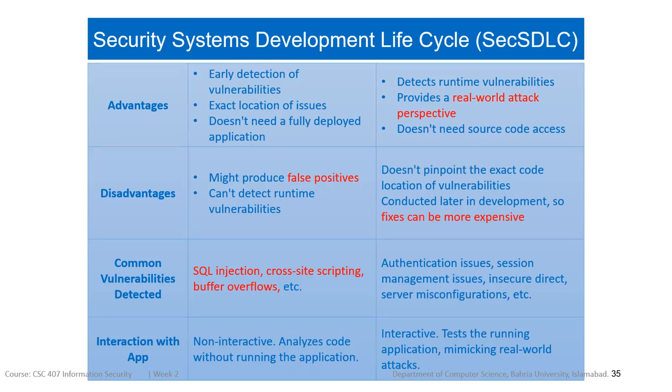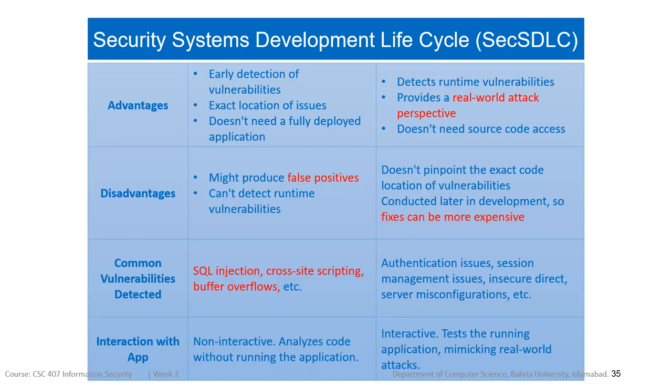In case of dynamic testing, you will understand the vulnerabilities and the new attacks, like there might be some 0-day attacks. So you can detect those attacks as well. It will provide you a real world attack perspective and doesn't need source code. What are the disadvantages? There might be some false positives, and it cannot detect runtime vulnerabilities. It does not pinpoint the exact code location of vulnerabilities, and conducted later in development, so the fix can be more expensive.